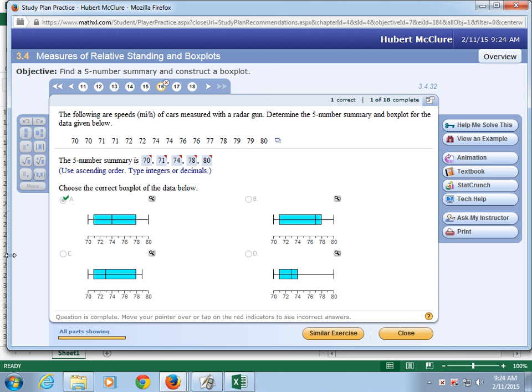So the 5-number summary, you're putting in the percentiles and then the median. This is the minimum. That's your lowest value. This is your maximum. And then here's your first quartile or 25th percentile, second quartile or your 50th percentile, third quartile or your 75th percentile.